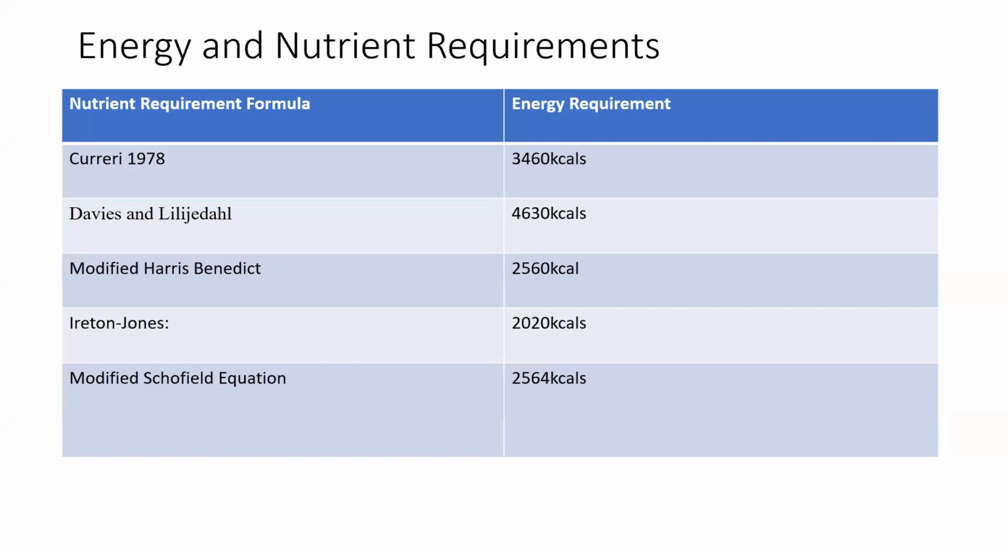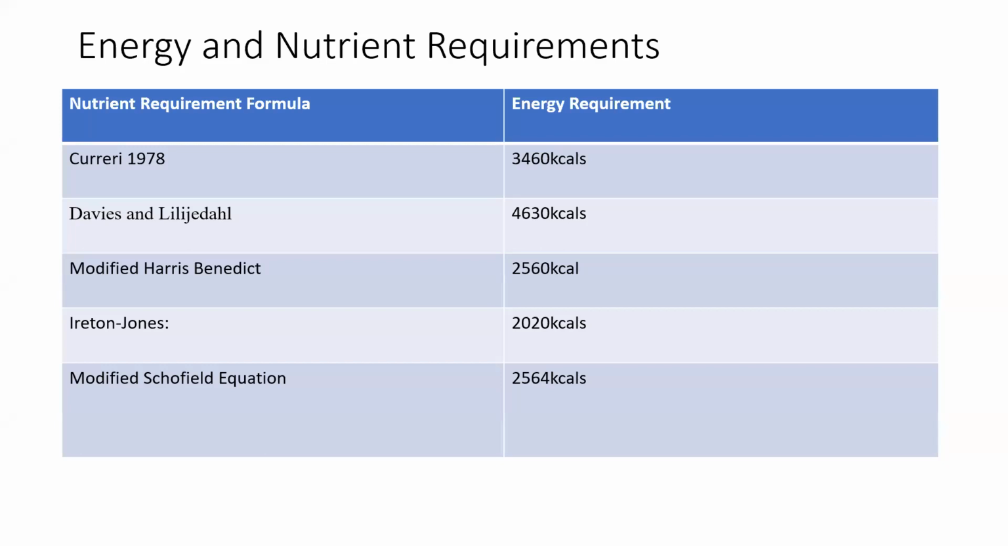And as we had previously mentioned, the hypermetabolic state will be happening maybe for the first 3 weeks. So in this case, you may want to use the Davis or Curreri because they give higher calories. Then over time, as this high metabolic state tapers off, you may want to use the modified Harris-Benedict, or the Ireton-Jones, or the modified Schofield equation.